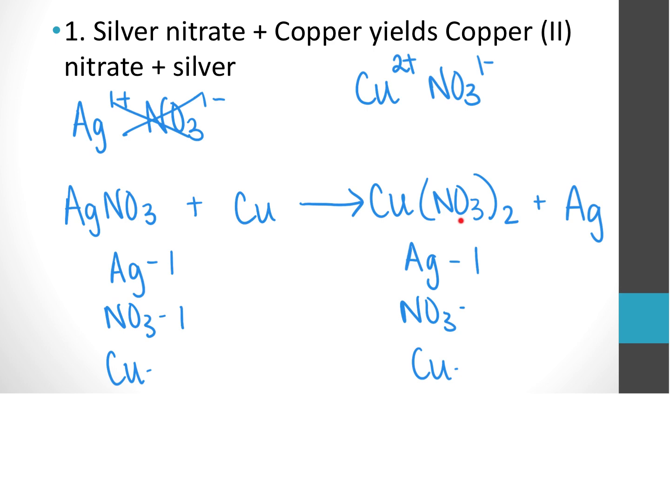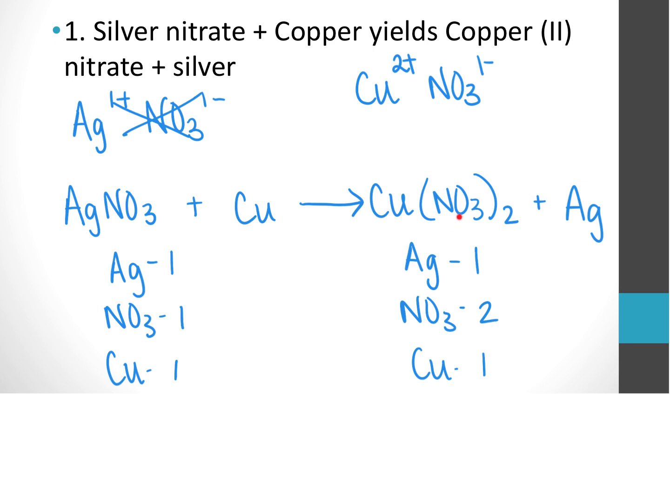Okay, how many are on this side? 2. You have this little 2 here. So I'm going to write a 2. How many coppers? 1. And how many coppers? 1. Okay, so if you list out what you start with, then you can easily see what's already balanced and what isn't balanced. Okay, so we can see silver and copper are balanced, however nitrate isn't.